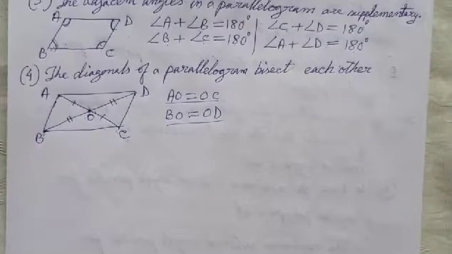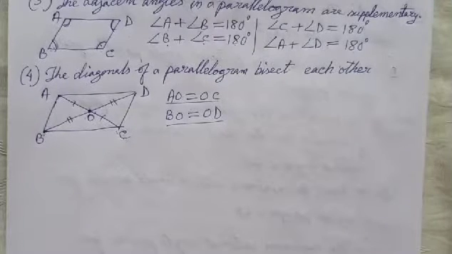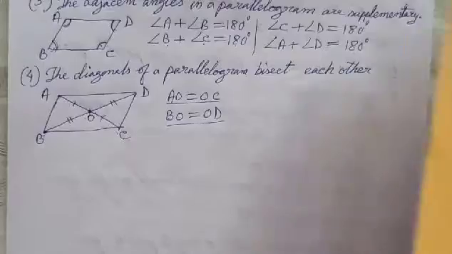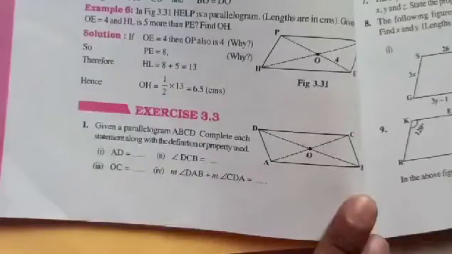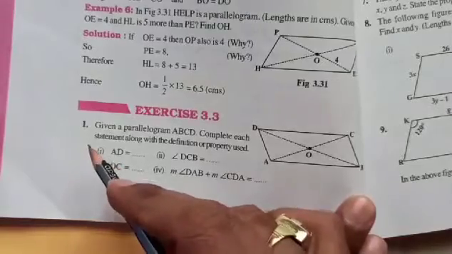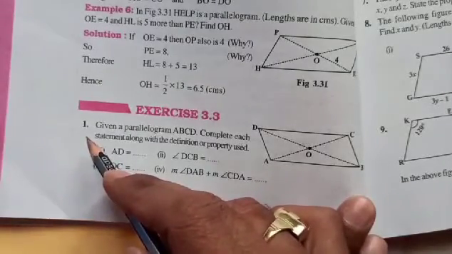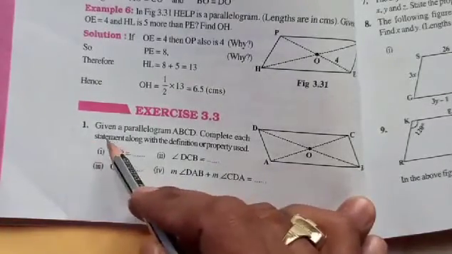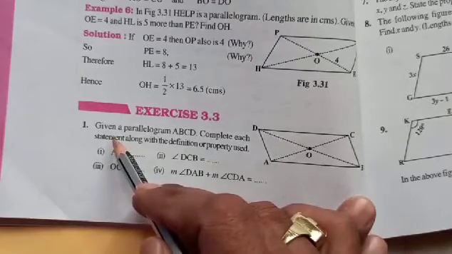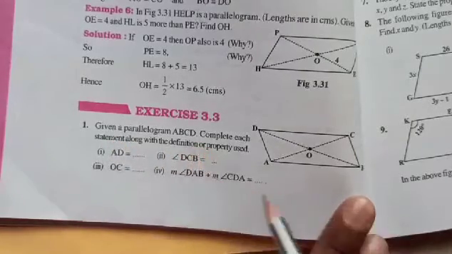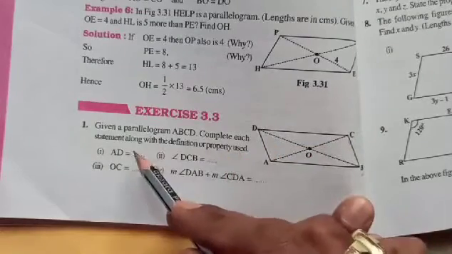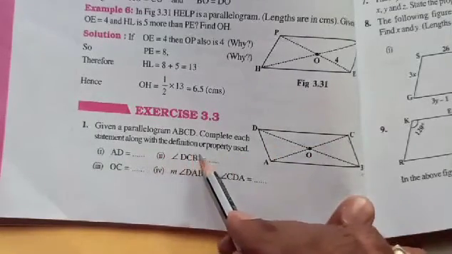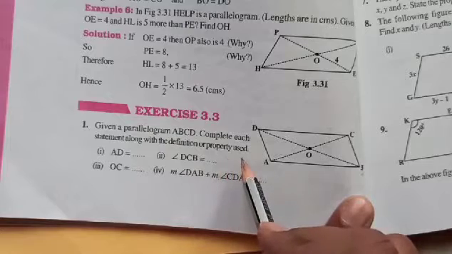Okay, then let's start exercise 3.3. In this exercise 3.3, let us see how to apply the property of parallelogram. Now let us study question number 1. Given a parallelogram ABCD, here ABCD is a parallelogram. Complete its statement along with the definition or property used.